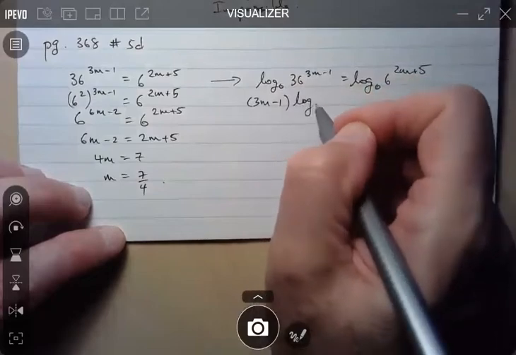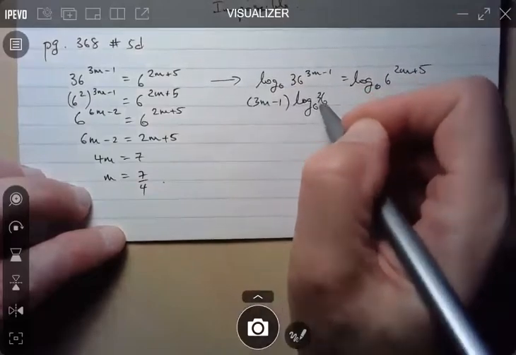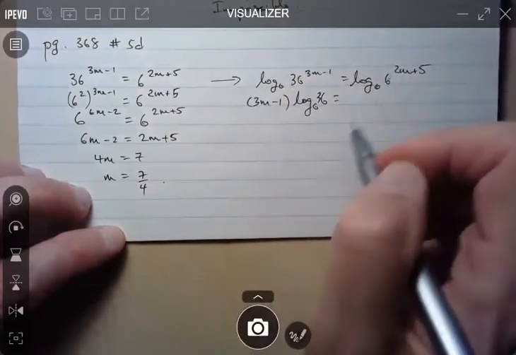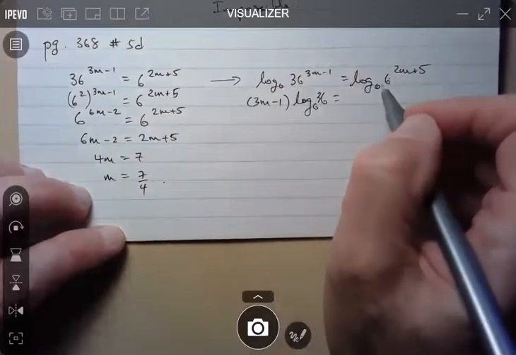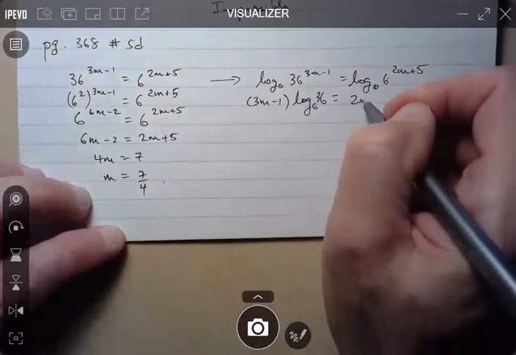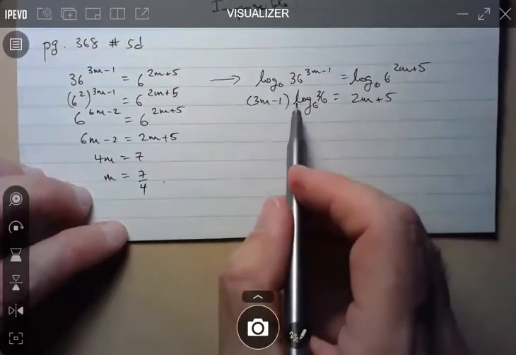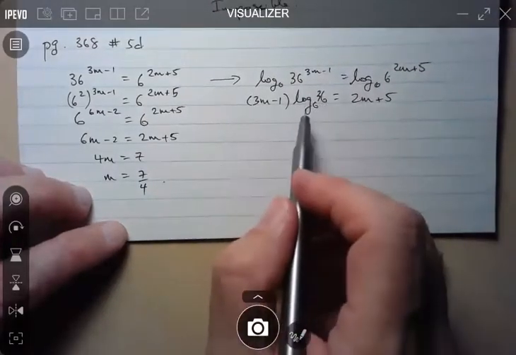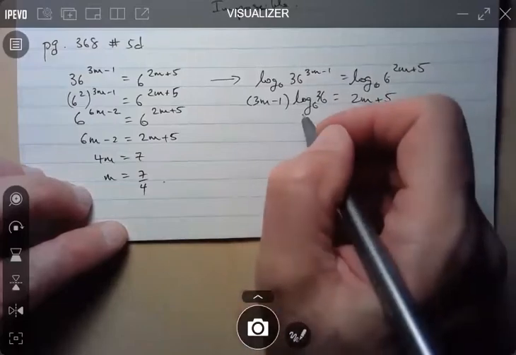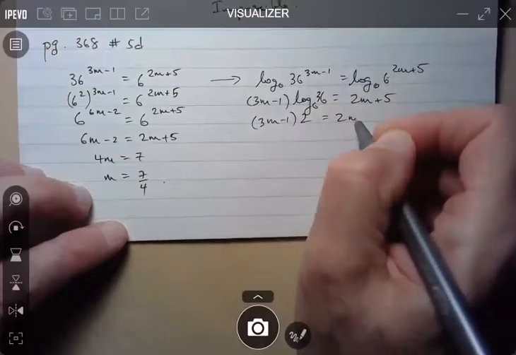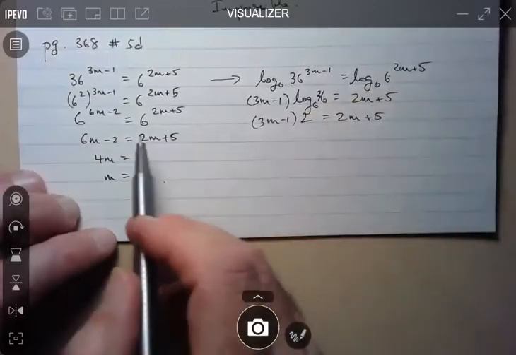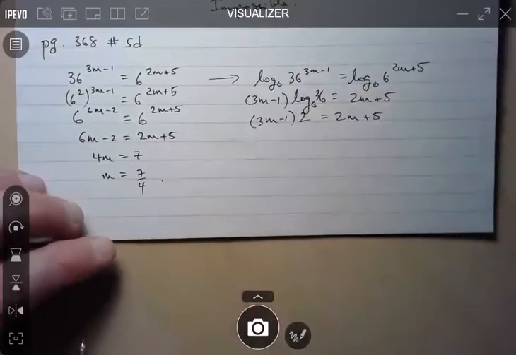I'm left with log base 6 of 36. And then here, they cancel each other out because it's log base 6 of 6 to something. So 2m plus 5. And lo and behold, what's log base 6 of 36 equal to? That's just equal to 2. So you see that in the end, we end up with the same equation that we would be solving.